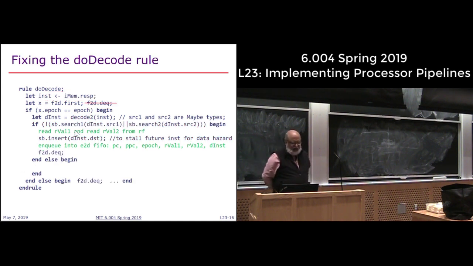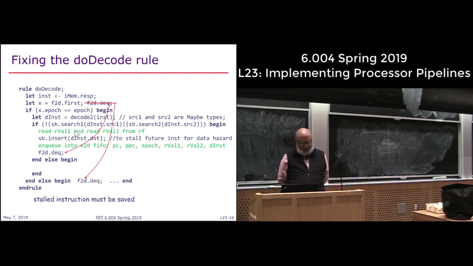Okay, so I can't DQ it, right? Because this DQing should only be done when the instruction has been dispatched. If the instruction hasn't been dispatched, this DQing has to be moved somewhere else, right? Because if you dispatched it right there, that means you're throwing away the instruction. The stalled instruction must be saved.